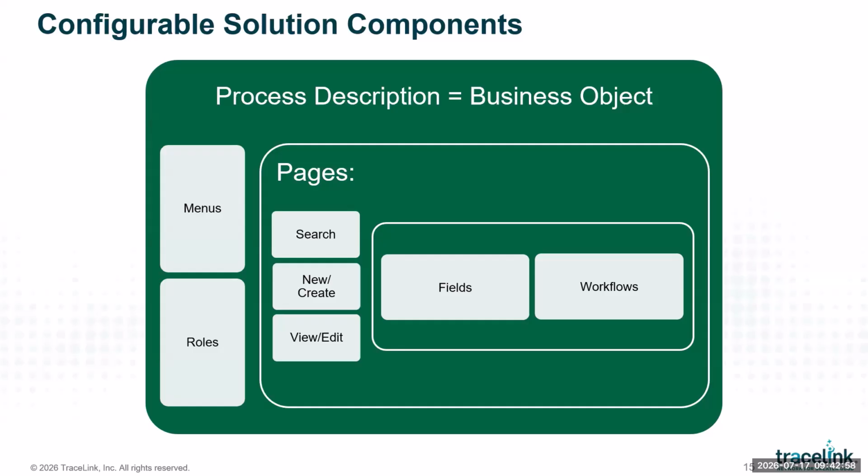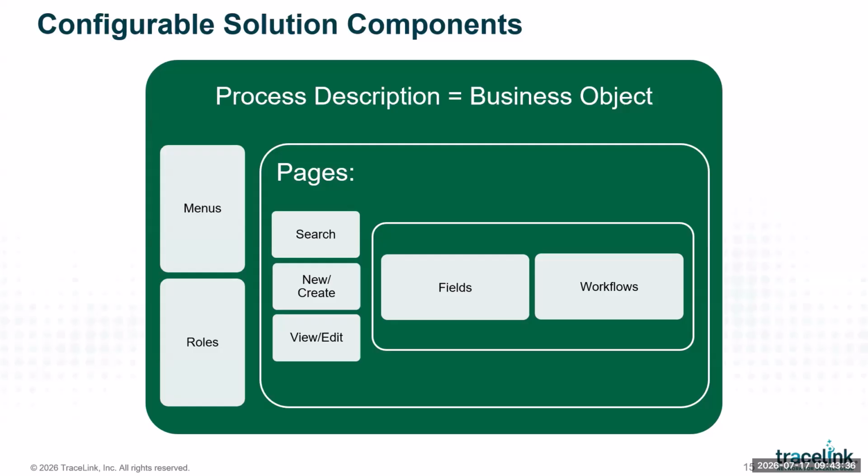The search page allows users to quickly locate records based on defined criteria. Strong search capability increases efficiency and improves visibility across active and historical records. The new or create page enables users to initiate a process instance. Here we capture structured data that aligns with the defined data model. The view or edit page supports collaboration and ongoing execution. Users update information, attach documents, track progress, and complete assigned actions within a controlled framework.